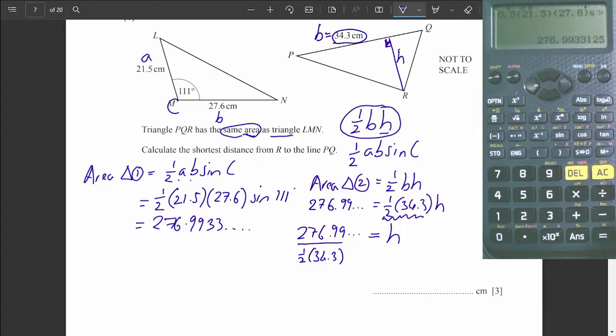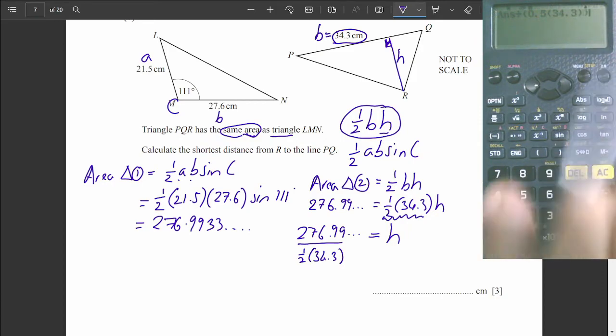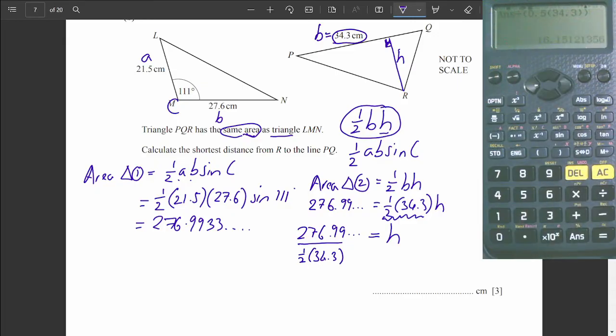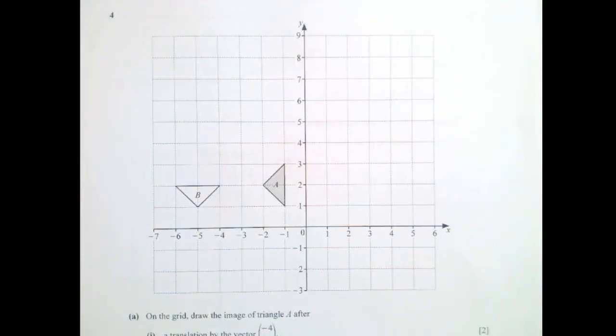So let's put that into a calculator. I still have my previous value there, so my calculation will be very accurate. I just divide by a half of 34.3. Note my use of brackets there to make sure everything is clear, and I press equals. That gives me H equals 16.151, etc., rounded to three significant figures, 16.2. And we've done it. Question 4, transformations.